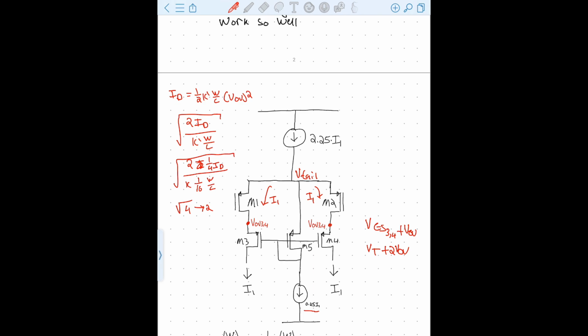And the other thing you could do would be to, instead of having a quarter W over L, you could have just W over L, and then you would have a smaller physical area. But the problem with that is now you're trading physical area for power dissipation. And that might be acceptable. It just depends on your application. But more often than not, it would be better to minimize the power through this branch, so you can dedicate it to the input pair.